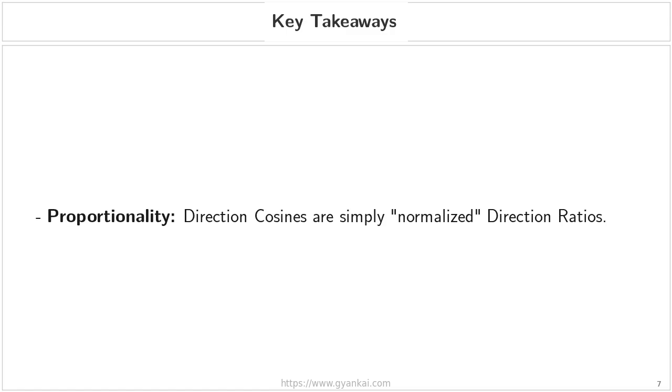Key takeaways. To wrap up our session today, let's review the key takeaways from this tutorial to ensure you have a solid grasp of the concept. First, let's revisit the idea of proportionality. As we discussed earlier, when looking at the relationship between these two sets of numbers, you can think of direction cosines as simply normalized direction ratios. This means we are taking those flexible ratios and scaling them down to a standard size.